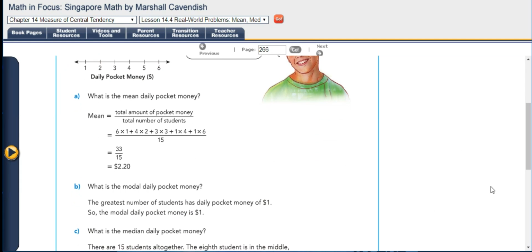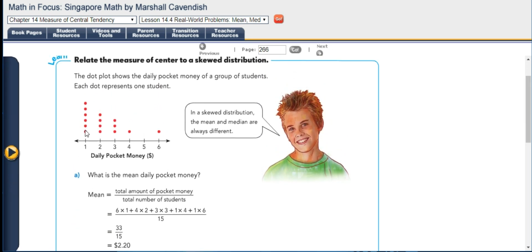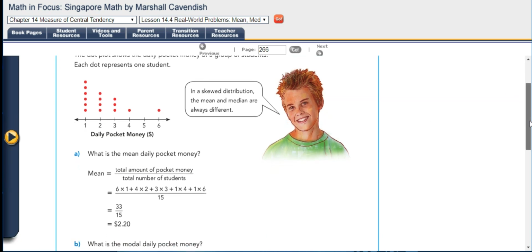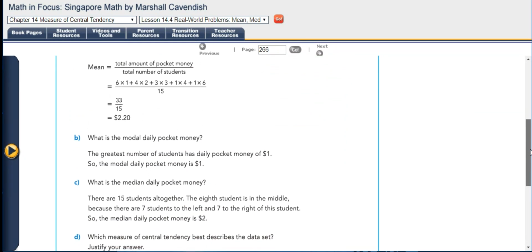And then the median daily pocket money, there are 15 students altogether. So you would have 7 and 7 would be 14. So the 8th student would be in the middle. So you could cross out these 2 students here, 1 and 2. And you could cross out these 2 and then keep crossing out, and you would end up with the 8th student being in the middle. So 1, 2, 3, 4, 5, 6, 7, 8 right here. And the median would be 2. You could also count out and go 1, 2, 3, 4, 5, 6, 7 on that side and find the 8th. So the median is $2.